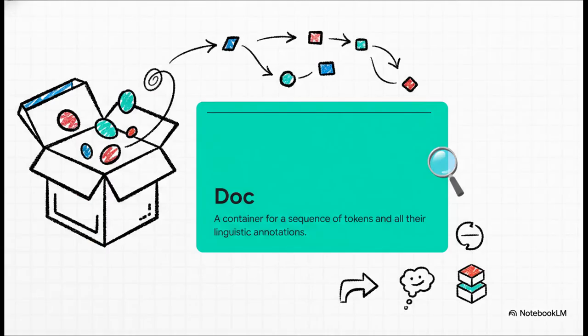So that doc object, that's really the heart of spaCy. Don't think of it as just your text. Think of it as a supercharged container. It holds every single word, every punctuation mark, and all the rich linguistic analysis that the pipeline generated. It's the final intelligent version of your document.